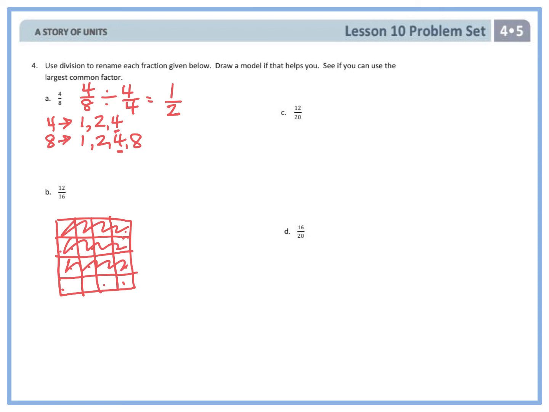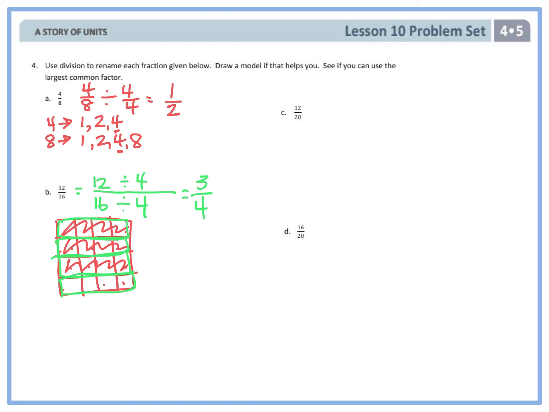All right, I can see that I can put those into groups of 4. And so if I'm just using my area model, I can just do groups of 4. All right. So because I did groups of 4, then that means I'm going to start with the fraction that I started with. I'm dividing by 4 because I moved them into groups of 4. And then that's going to equal 12 divided by 4 is 3. 16 divided by 4 is 4.